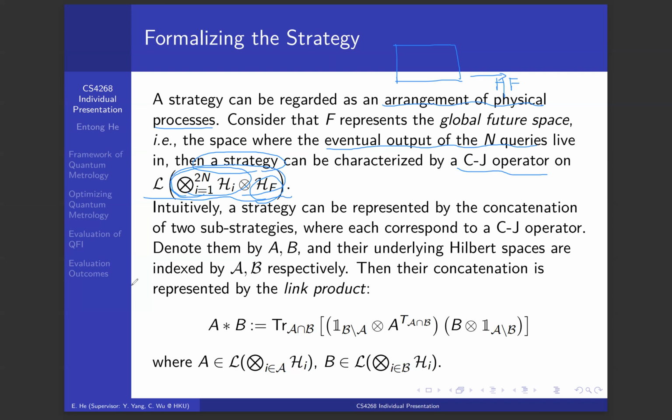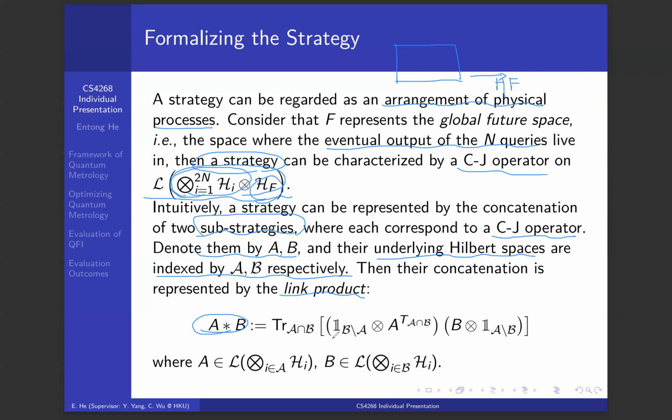Intuitively, we want to regard a strategy as a concatenation of two sub-strategies, as what we do in Bellman equations and dynamic programming. And also, we can use Choi operators corresponding to the two sub-strategies, and we denote them by A and B. Their underlying Hilbert spaces are indexed by calligraphy A and calligraphy B respectively. So we define their concatenation by the link product. The total strategy represented by the two strategy operators A and B is denoted by A star B.